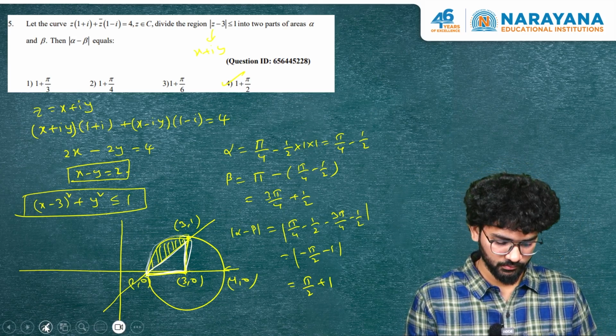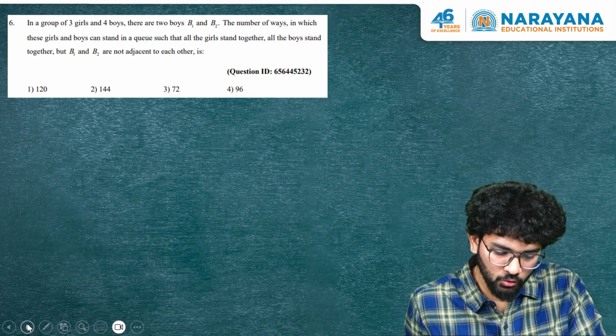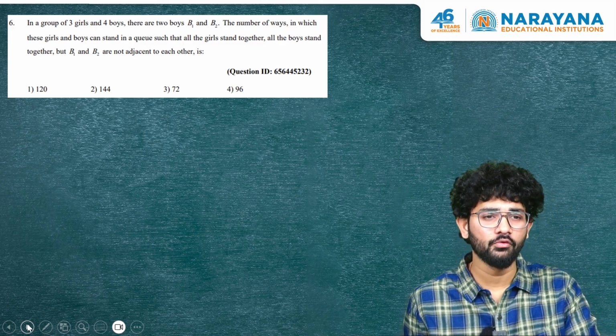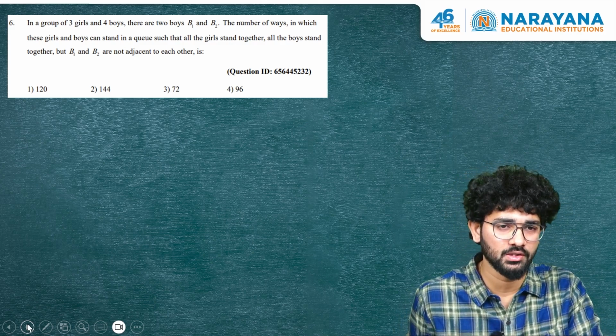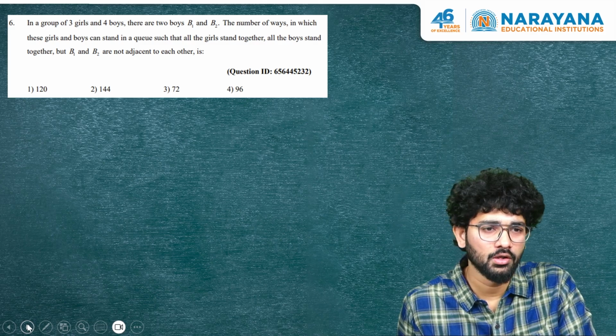So next question. In a group of 3 girls and 4 boys, there are 2 boys B1 and B2. The number of ways in which these girls and boys can stand in a queue such that all the girls stand together, all the boys stand together, but B1 and B2 are not adjacent to each other.